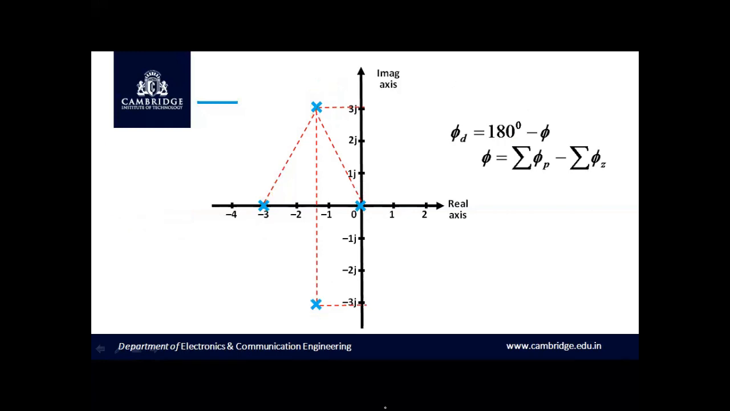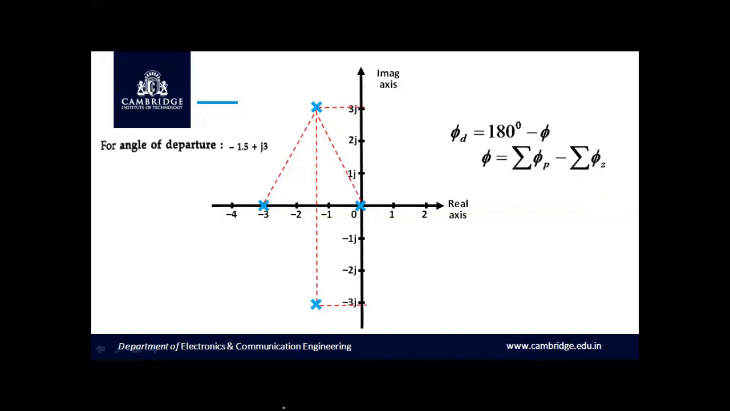Similarly, join all zeros to the pole under consideration, and adding all the angles will give you summation phi z. If you have a zero in this location, then we have to join all the zeros and calculate their contribution by calculating the angle towards the pole under consideration. As we don't have any zero in this example, this term becomes 0. Now let us calculate the angle of contribution by the rest of the poles one by one.